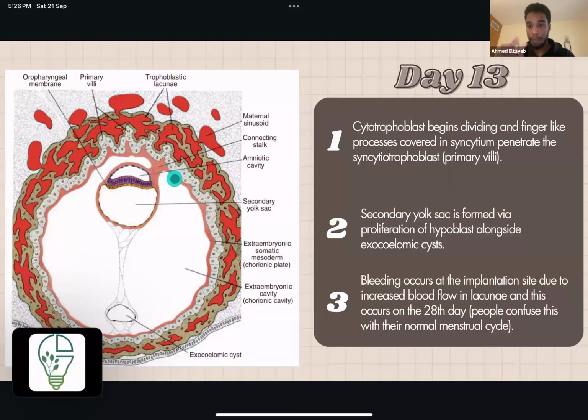And the chorionic plate is basically extraembryonic somatic mesoderm plus the cytotrophoblast. These two combined make the chorionic plate. And the chorionic plate is one of the membranes for your placenta, which you don't need to worry about in this lecture.